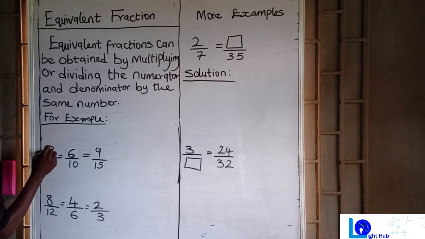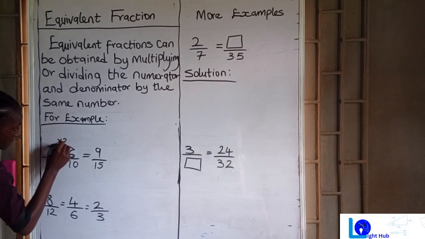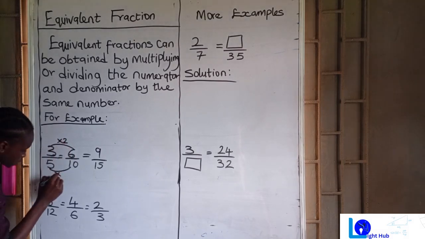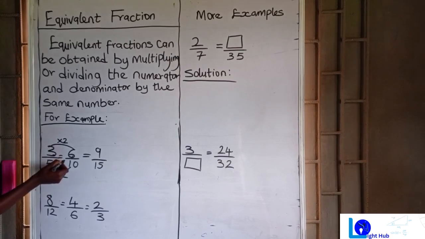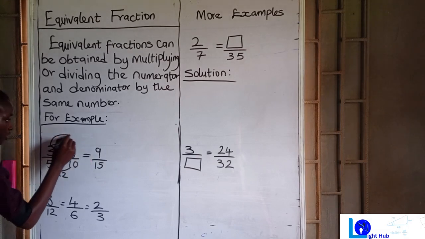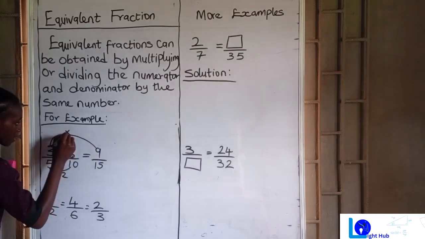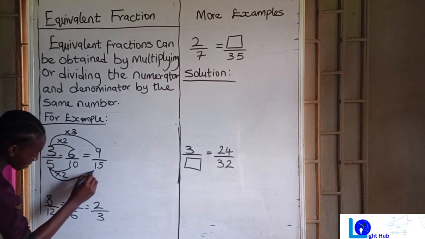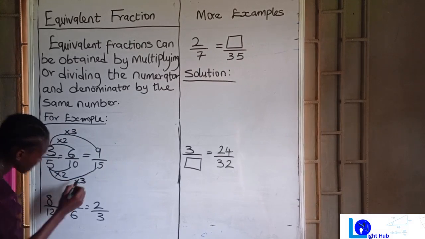If I multiply my numerator 3 by 2 and I also multiply my denominator, 5, by 2, then 3 times 2 gives me 6, 5 times 2 gives me 10. Same here, it applies to this. If I multiply my numerator here by 3, I arrive at this answer.